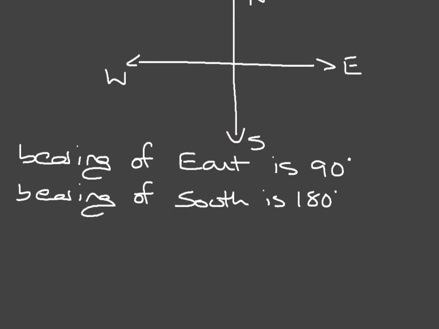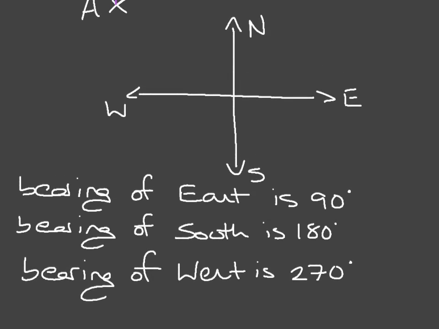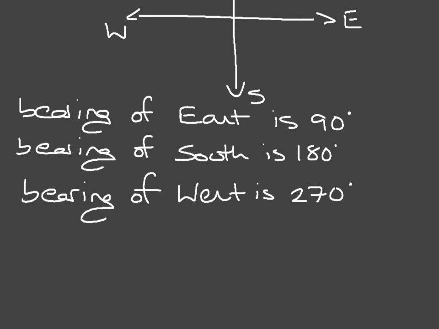So we can add bearing of west is 270 degrees. And last but not least, the bearing of north is, we can either think of it as 0, or if it makes it easier, we could also think of it as 360. In other words, a full circle. But 360 is the same bearing as 0. So the bearing of north is just 0 degrees.